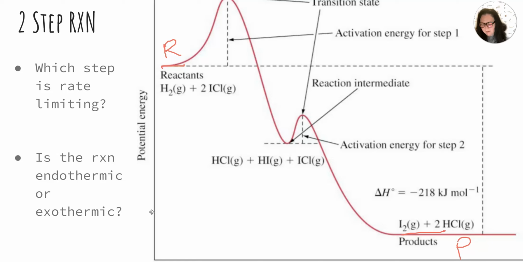We have the transition state at the top. This distance from where it started to the top of this peak is the activation energy for step number 1. This valley right here is an intermediate. And then this is where step number 2 starts, right? And the top of its peak, so this is the activation energy for step number 2.